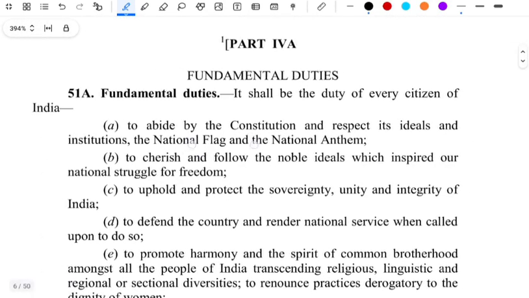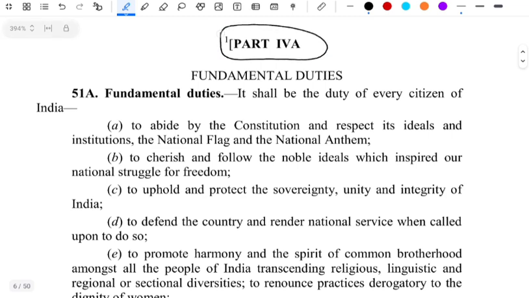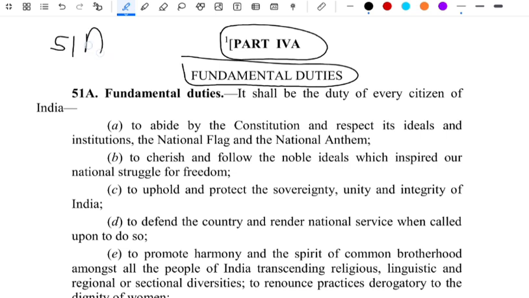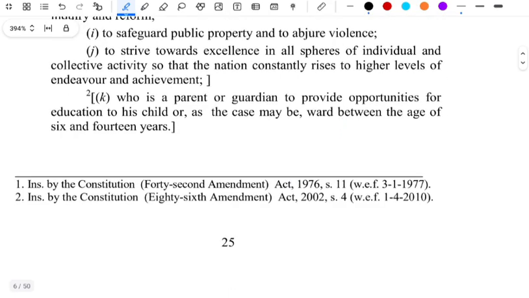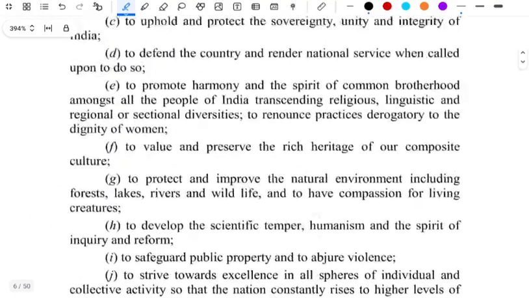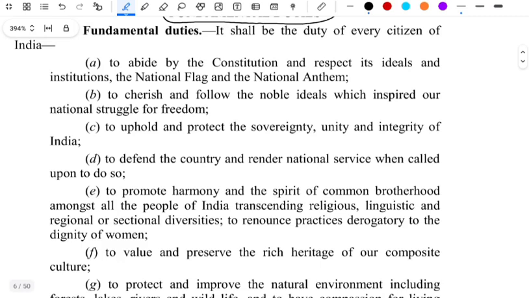Okay, next we are doing Part 4A, that is the fundamental duties mentioned in Article 51A, included on the recommendation of the Swaran Singh Committee, I think in the 42nd Amendment Act. Sorry, yes, the 42nd Amendment Act included them on the basis of the Swaran Singh Committee's recommendation. Okay, so fundamental duties: it shall be the duty of every citizen of India.